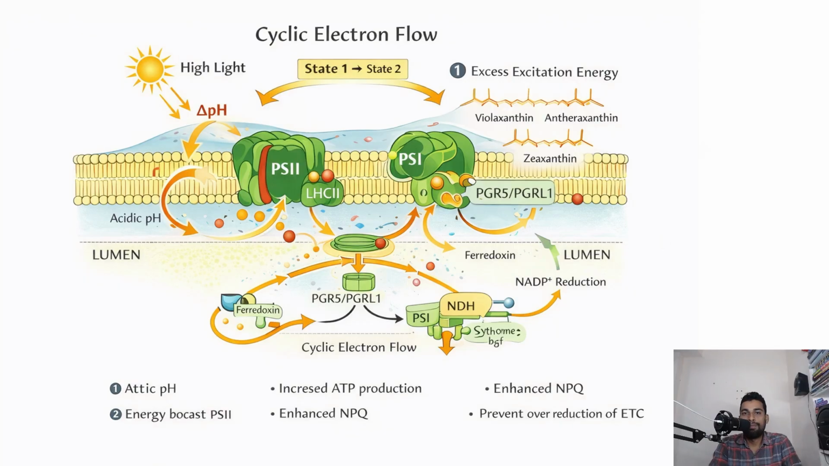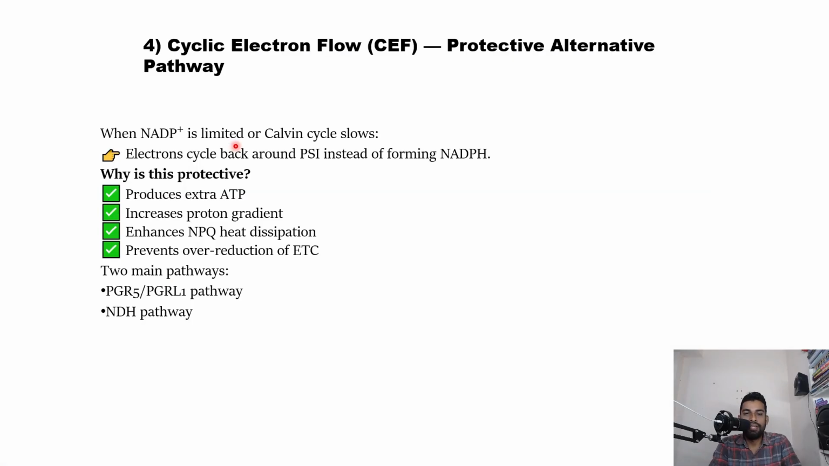Let us go to the theory part so that you can understand very clearly. When NADP plus is limited or the Calvin cycle slows, electrons cycle back around PS1 instead of forming NADPH. So here NADPH is not forming but electrons are moving back. Why is this protective? Produces extra ATP, increases proton gradient, enhances NPQ heat dissipation, prevents over-reduction of ETC. Over-reduction means acidity is decreasing, means base is forming. So it prevents over-reduction of ETC. That means it increases the acidity. Cyclic electron flow has two pathways, that is the PGR5 or PGRL1 pathway or the NDH pathway.